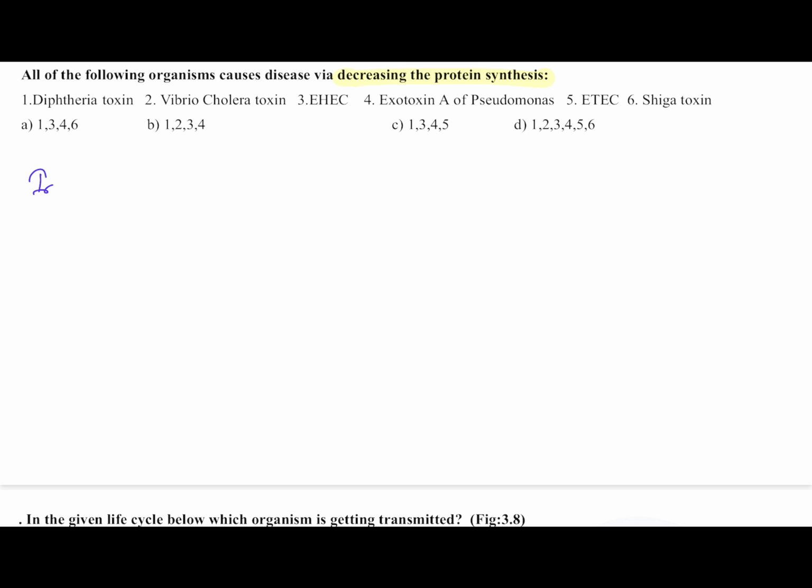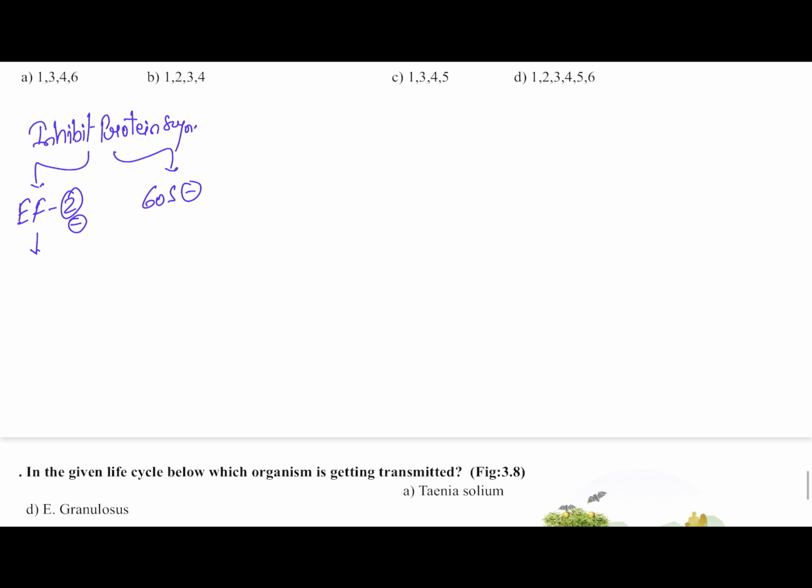So we have a list of bacteria which will work by inhibiting protein synthesis. Okay? So how can they inhibit? Either they can inhibit elongation factor 2 or they can inhibit the 60S ribosome. So who is inhibiting elongation factor 2? One is Corynebacterium diphtheriae. The second one is exotoxin A of Pseudomonas. It will work by inhibiting elongation factor 2.